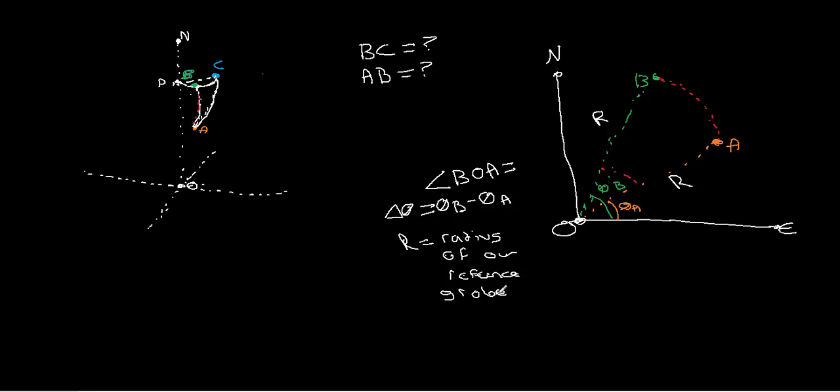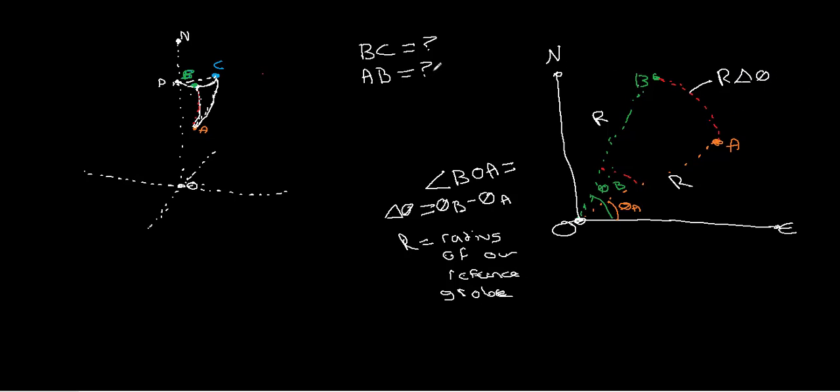But this is the radius of our reference globe. So hopefully you recognize now we have an angle, we have a radius. We can apply that arc length formula that we learned way back in the first section on trigonometry, where the length of an arc is just equal to the radius of the circle times the angle in radians that subtends that arc. So this right here is simply going to be r delta theta.